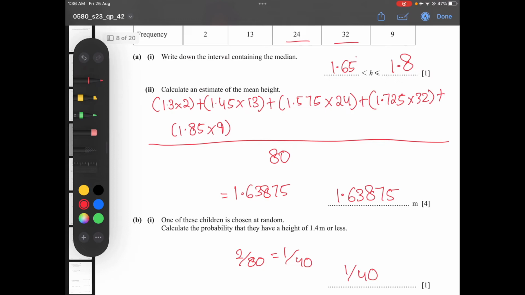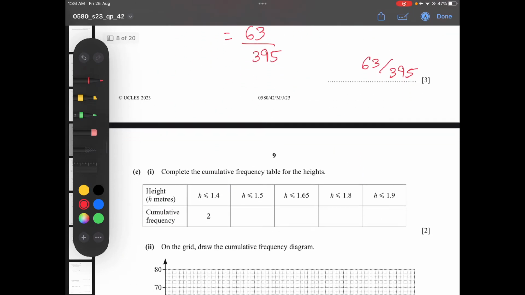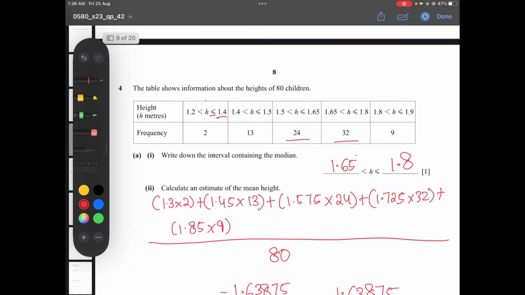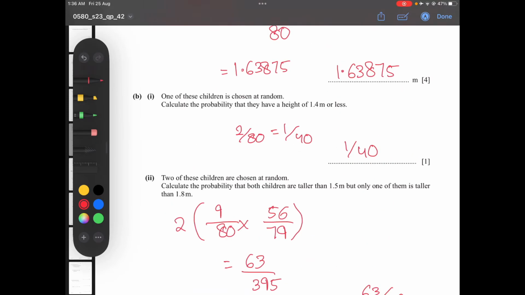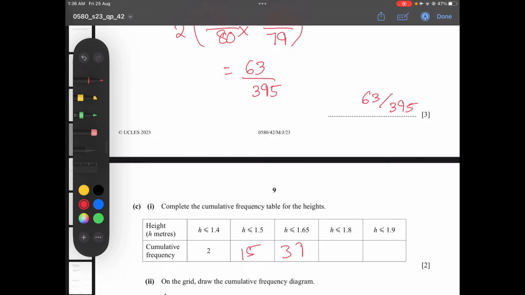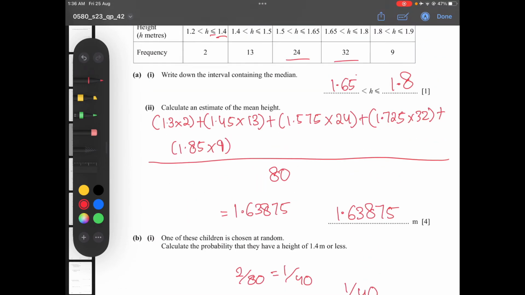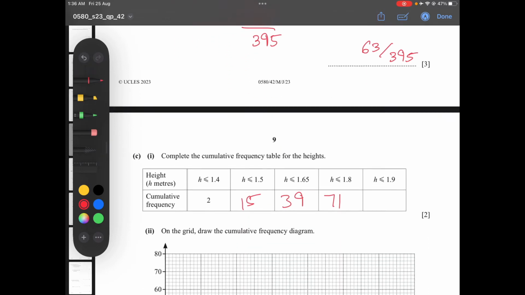Complete the cumulative frequency table. So 2 plus 13 is 15, and 15 plus 24 is 39. 39 plus 32 is 71. 71 plus 9 is 80.